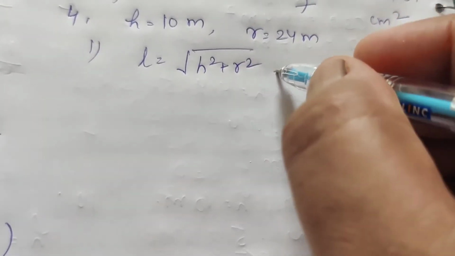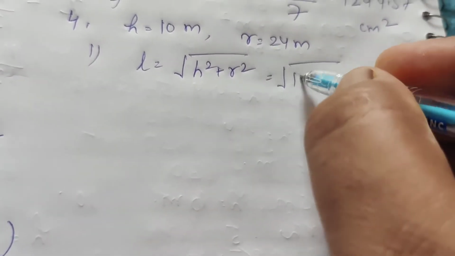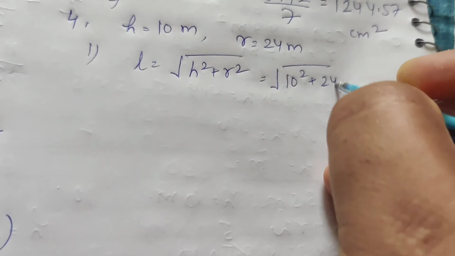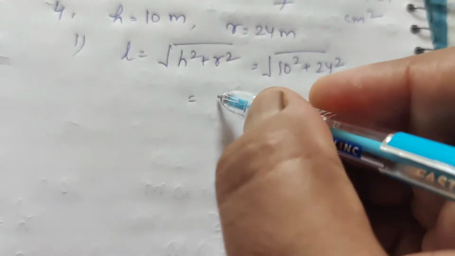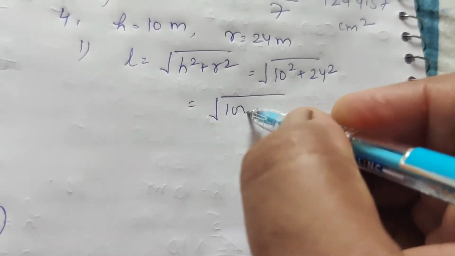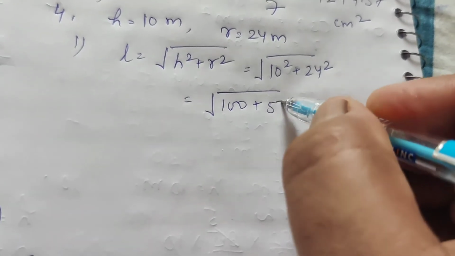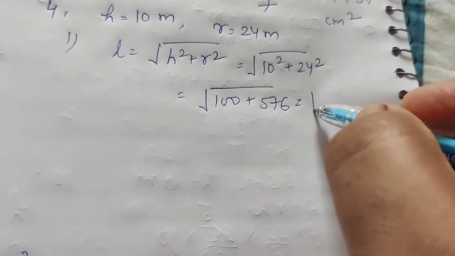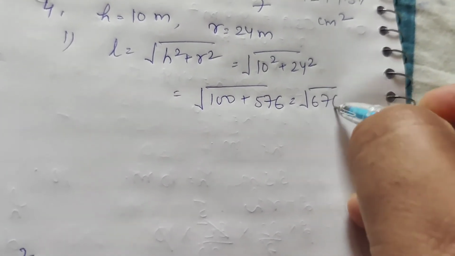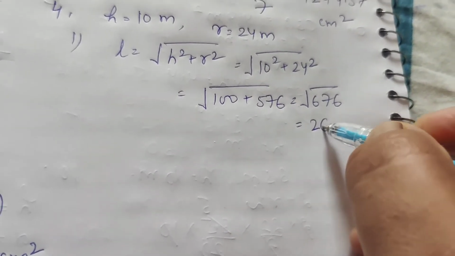First we have to find the slant height. The formula of slant height is under root H square plus R square. H is 10, it means under root 10 square plus 24 square. 10 square is 100 and 24 square is 576. Under root 676 equals 26 meter.